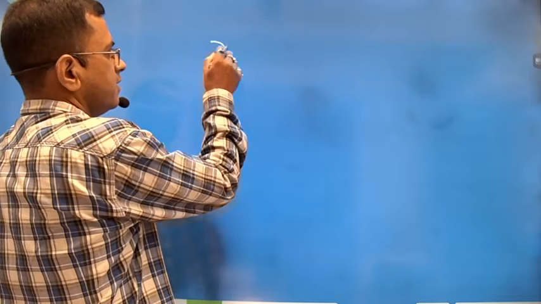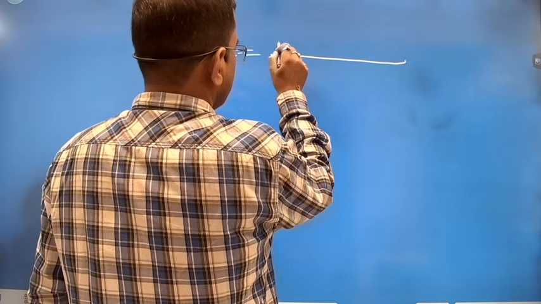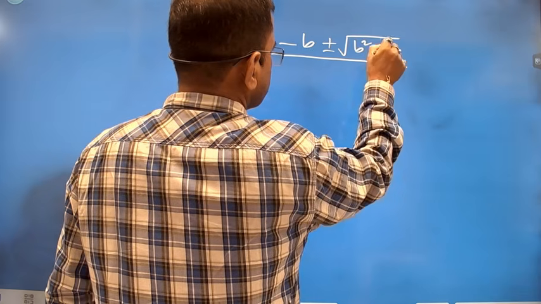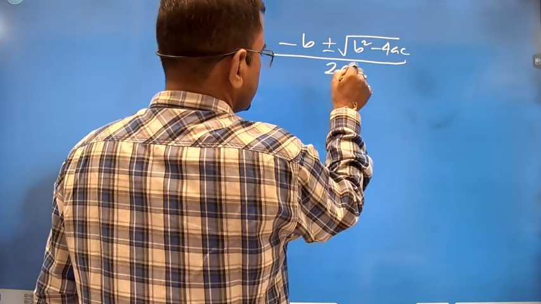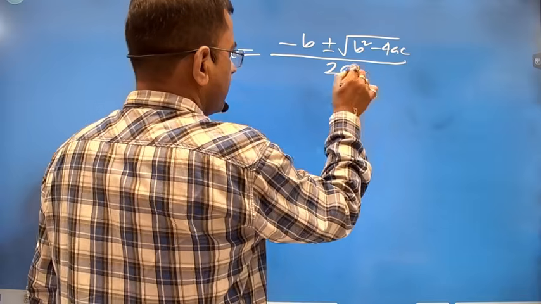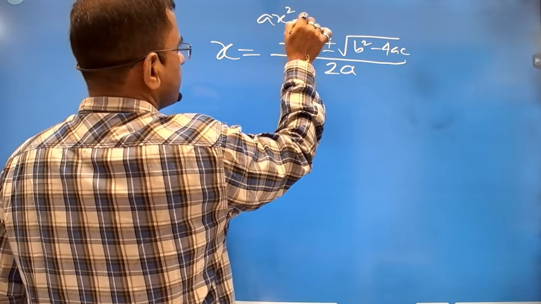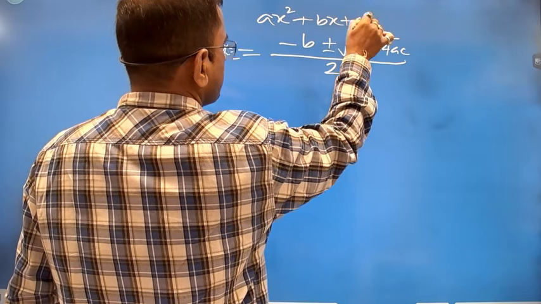Hello students. In our last video we derived the quadratic formula. So what was the quadratic formula? x equals minus b plus or minus the root of b square minus 4ac, divided by twice a. This quadratic formula was derived for the general quadratic equation ax square plus bx plus c equal to 0.